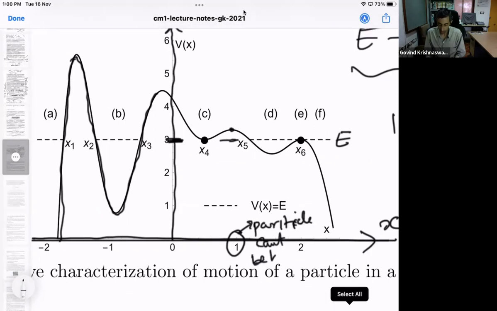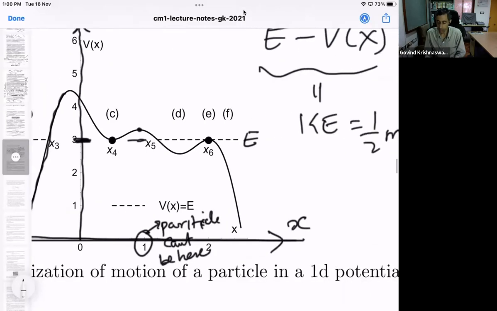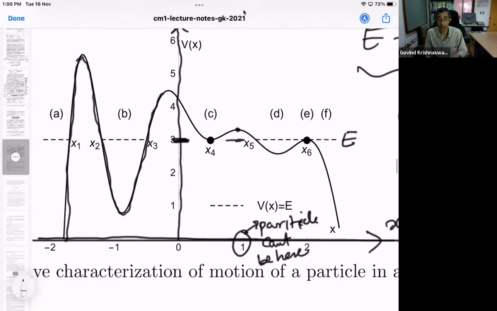Can't be here. Okay, so the condition E minus V positive must not be violated. If it is violated, then the particle simply cannot be there. Okay, so the particle can never be here. However, in this region, the particle can be found because the energy exceeds the potential. Okay, so the particle can be found here. I chose my energy just so that it's equal to the height of this potential. So the particle can also be found at the point x6, that is this point.